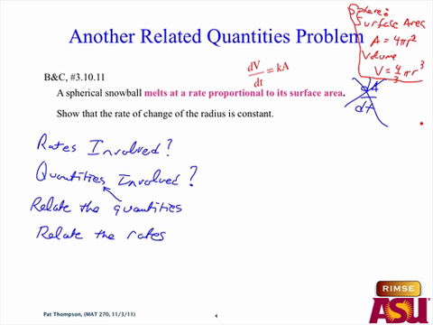So what are the rates involved? You guys determine that? Rates are the surface area changes over time. No, I told you. Volume changes over time. That's the snowball melts, right? Melts at a rate. Okay. What else? What are the rates involved? Change in the radius. So that's gonna dictate how you proceed, right?